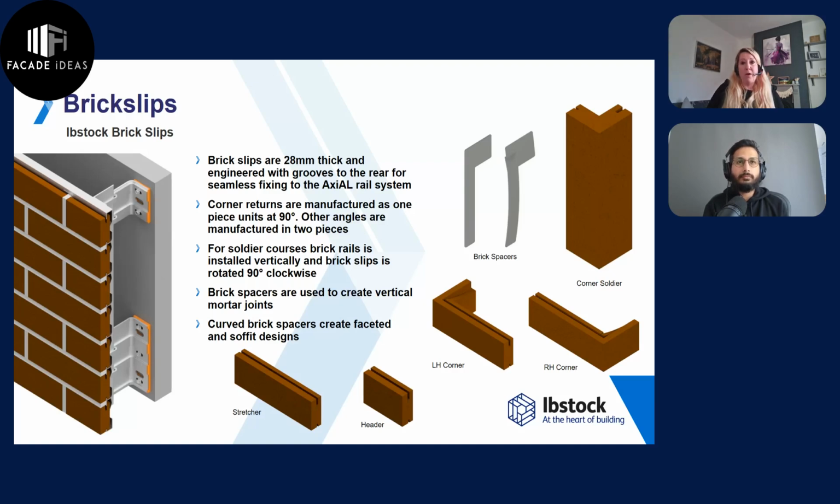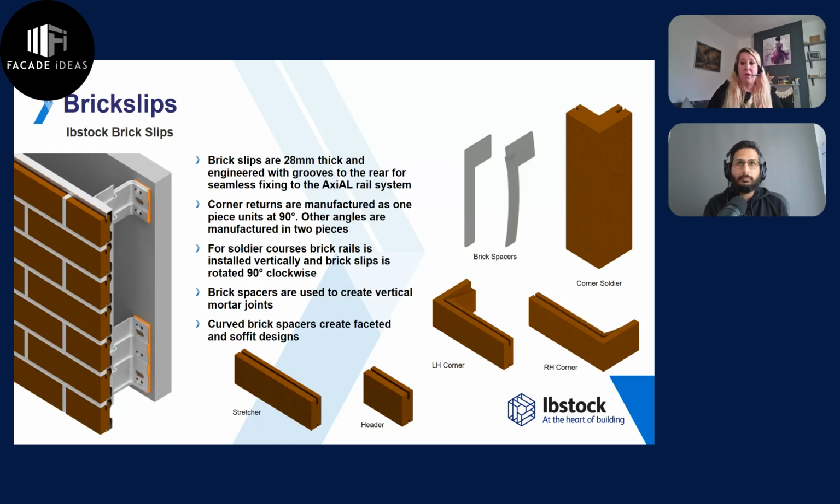The brick slips that we offer are 28mm thick typically, but if you've got any design detailing which incorporates projecting brickwork detailing, we can cut the slips up to 48mm thick. And you can see there we offer a stretcher and a header, so you can accommodate different bond patterns, so English or Flemish bond. And then we have corner returns as well.